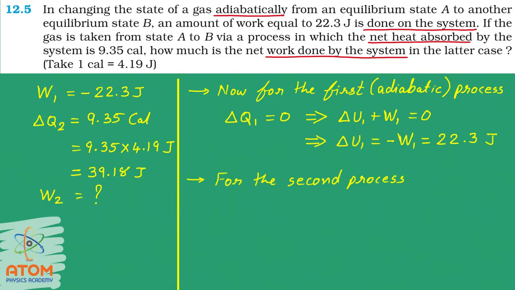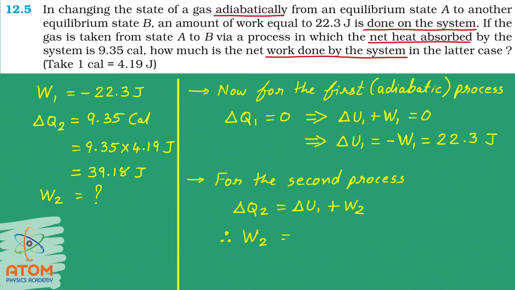Now the same internal energy will be useful in the second process. In the second process, as per the thermodynamics first law, we can write delta Q2 is equal to delta U1 plus W2. Mind well, here I am writing delta U1 because the internal energy we gained from the first process will be used here. So I have to put here delta U1. Now from this we need to find out W2.